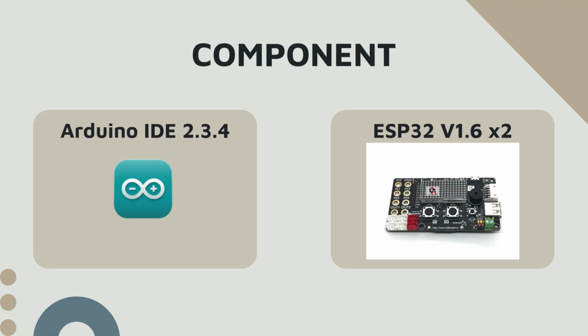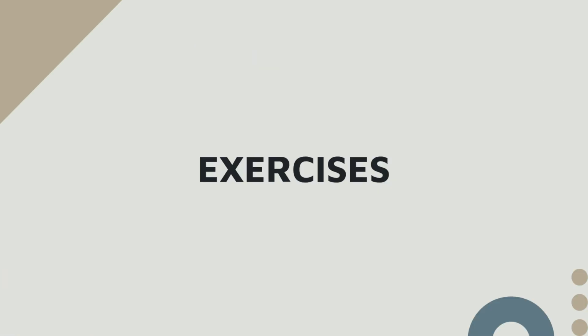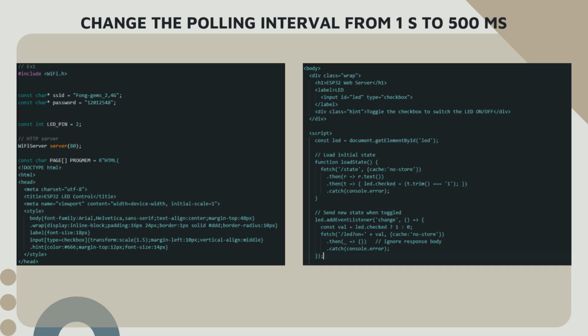About the components, we also use the Arduino IDE and the ESP32. For this lab, I'm going to do three exercises. The first one is to change the polling interval from 1 second to 500 milliseconds.